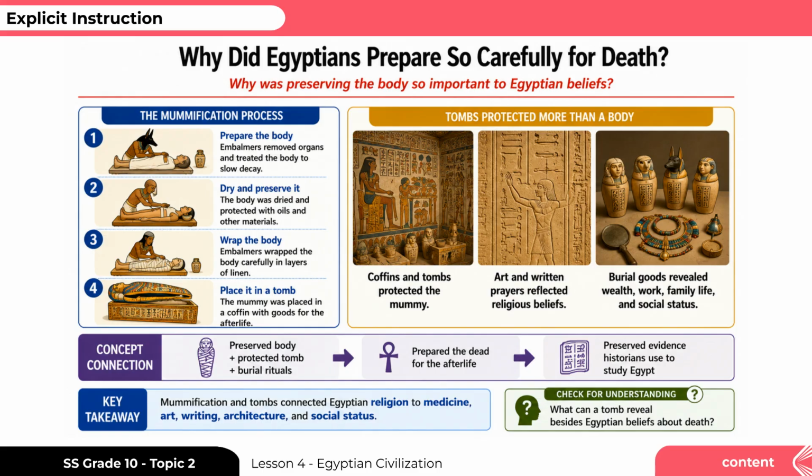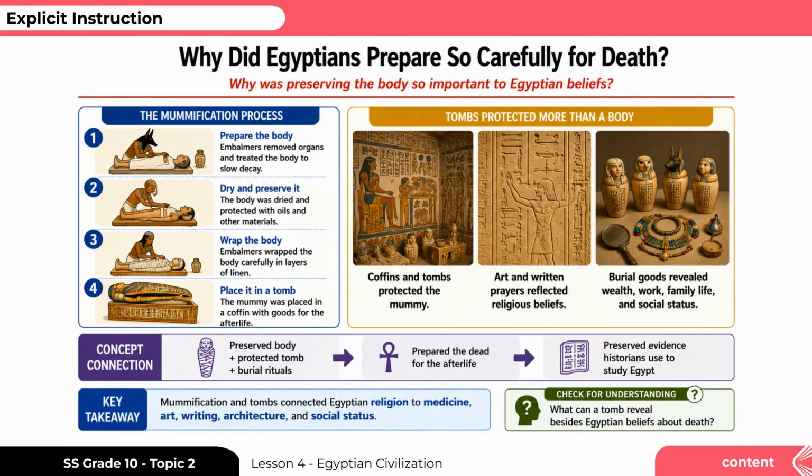Coffins, paintings, written prayers, jewelry, tools, and other belongings survived inside them. Today, historians use this evidence to learn about Egyptian religion, family life, work, medicine, writing, art, and social status. Burial practices varied by wealth, so not every Egyptian received the elaborate treatment of a pharaoh.